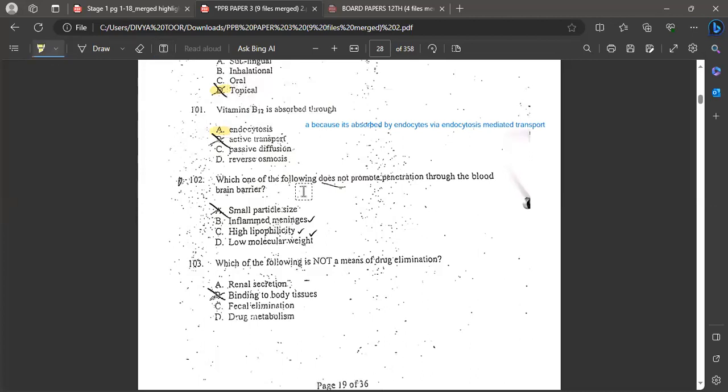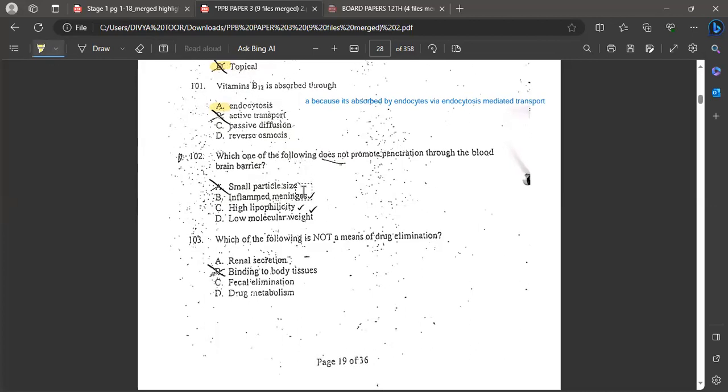Okay. Which of the following does not promote penetration through the blood-brain barrier? Small particle size, inflamed meninges, high lipophilicity, low molecular weight. I think I'd say low molecular weight. What do you guys think?